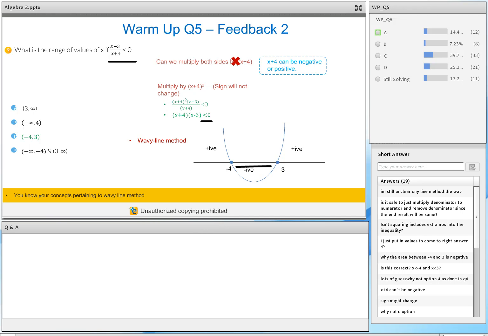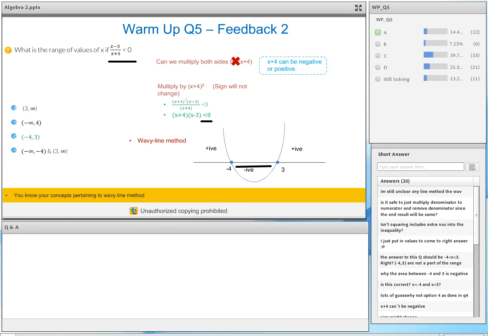Okay, now I can see that a number of you are asking me why the area between minus 4 and 3 is negative. I'm not going to go into the details of that right now. The process that we used for the previous question, that is the process that you need to use over here. The key thing is that both these terms, x plus 4 and x minus 3, should be of a different sign. So do that on your own and you will be able to get to this. For those of you who are not familiar with the wavy line method, don't worry. I have a file that I will share with you that you can utilize to get to that.